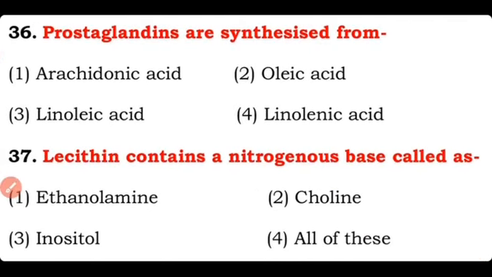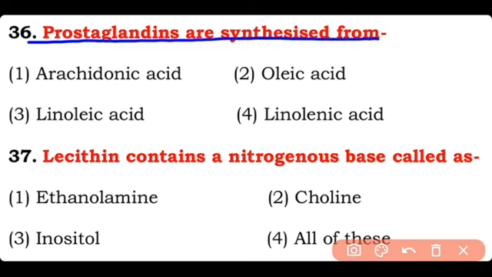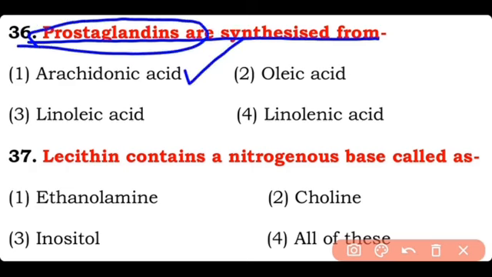Question number 36. Prostaglandins are synthesized from arachidonic acid, oleic acid, linoleic acid, or linolenic acid. So the correct answer is option 1. Prostaglandins are synthesized from arachidonic acid.